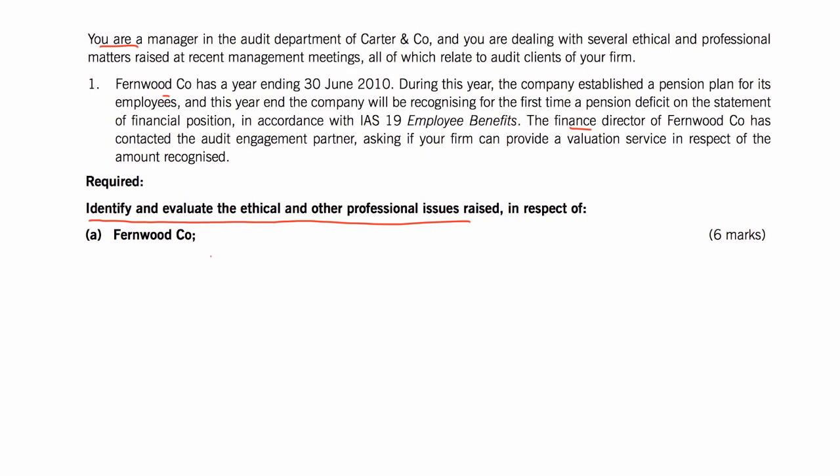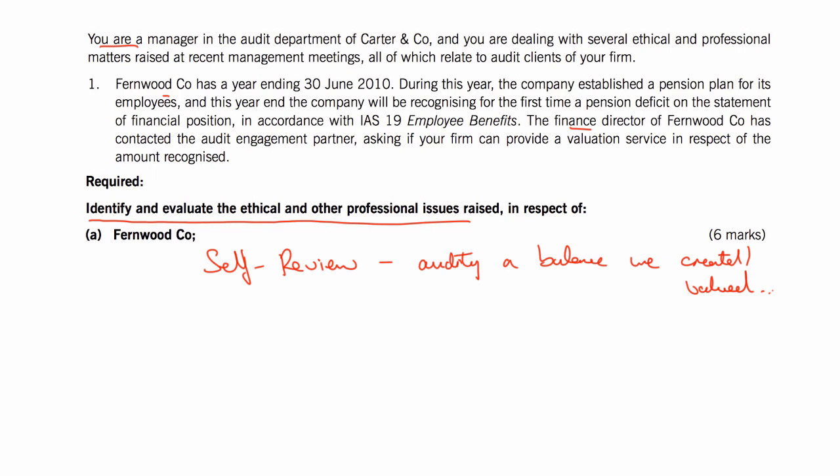So, first of all, you think, right, well, the issue here is clearly self-review. But in the exam, it's not enough just to say this is an example of a self-review threat. You have to explain why it is. And you say it will be because we will be auditing a balance that we created, that we valued. So therefore we might not be as objective as we could be. So it's a threat to our objectivity.